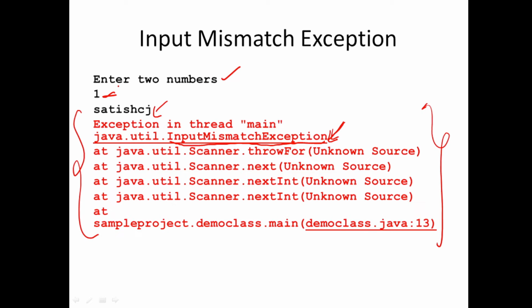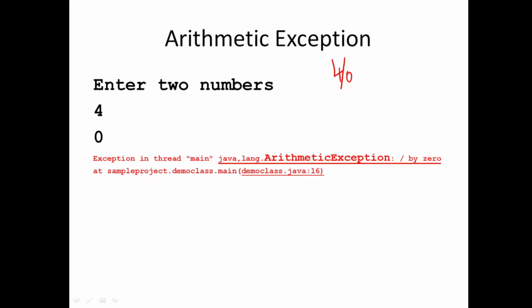So what is an input mismatch exception? You are expecting certain inputs of certain types, but different inputs are coming in of different types. Arithmetic exception is nothing but you divide a number by 0. You divide a number by 0, that is undefined. You don't know what the result is, right? So if you try dividing it, you will get arithmetic exception.